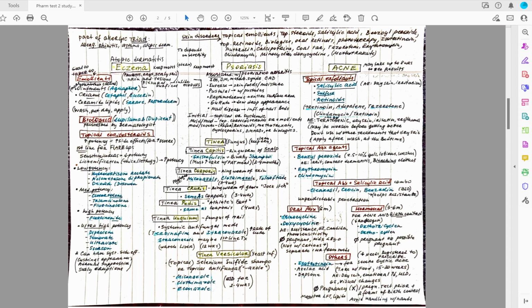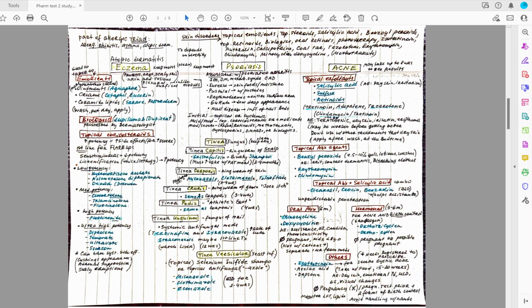So emollients, you have ointments, you have creams, and you have some lipids. The most important thing to know: you wash, pat dry, and apply emollients. Biologics are prescribed by a dermatologist. What is this? It's dupilumab, whatever ends with lumab.